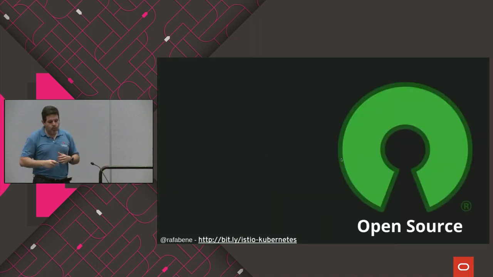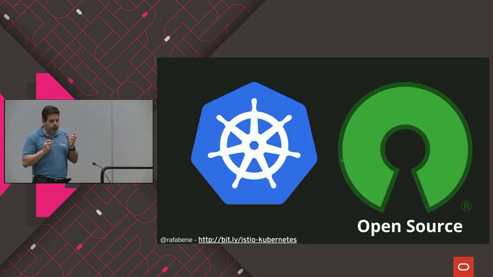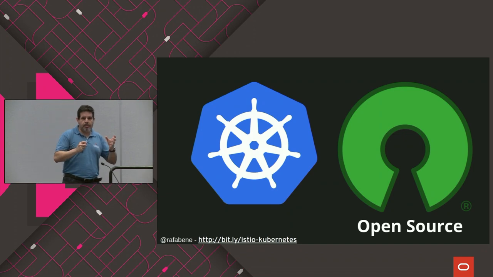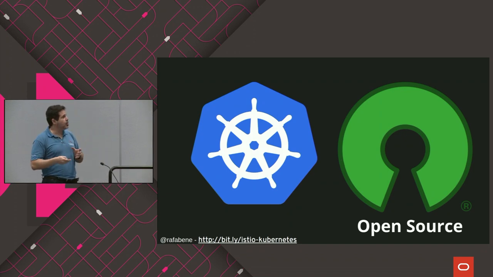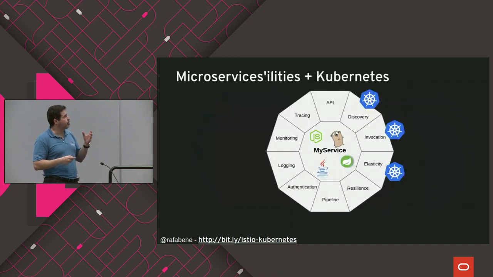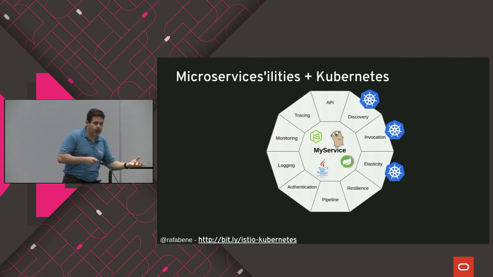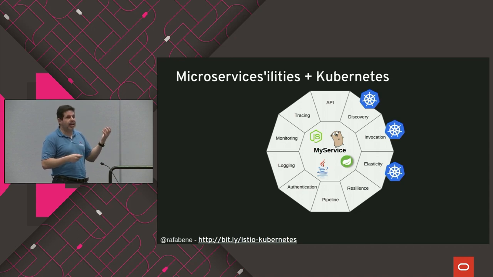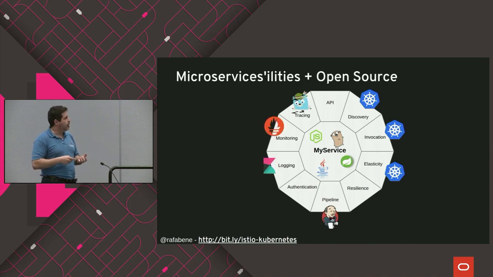So, with Kubernetes and some open source projects, we can achieve most of those things besides the API. For example, if you adopt Kubernetes, you have discovery for free. You have invocation for free. We have elasticity for free.